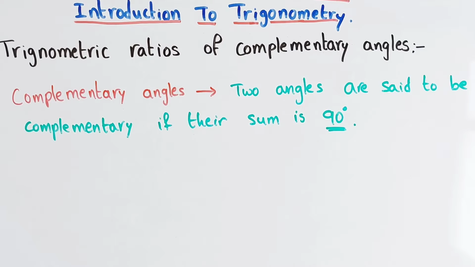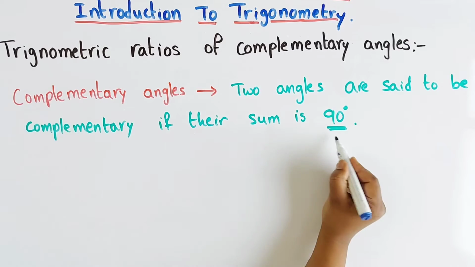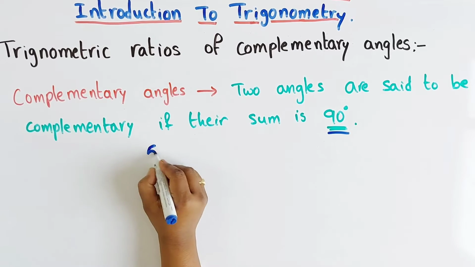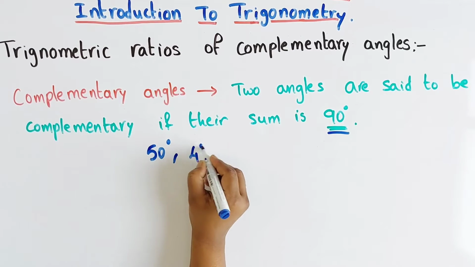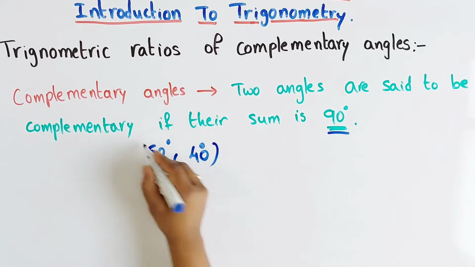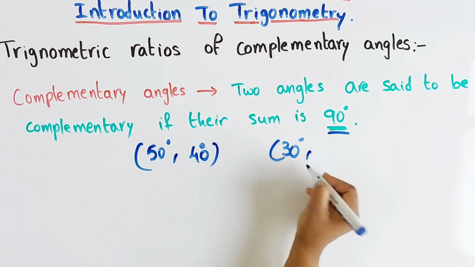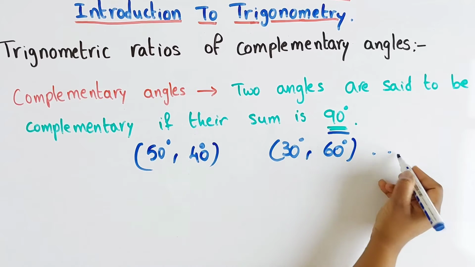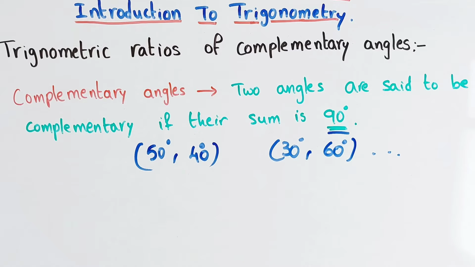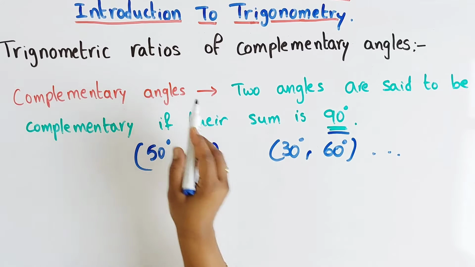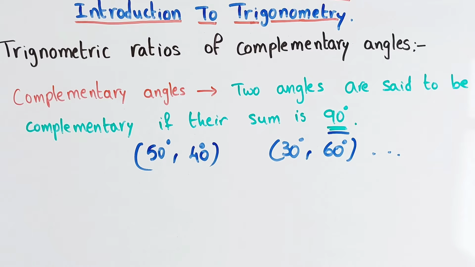What are the complementary angles, children? Two angles are said to be complementary if their sum is 90 degrees. Examples: 50 degrees and 40 degrees, 30 and 60. Right children, these are the complementary angles. Now we will find the trigonometric ratios for complementary angles. Let us see how it is.